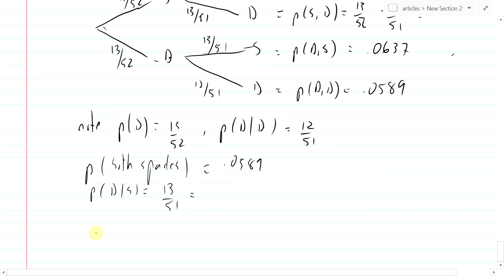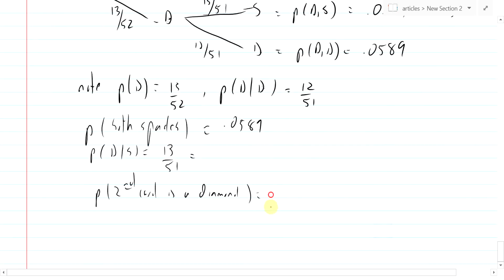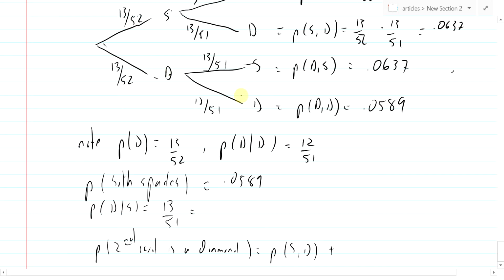And what's the probability that the second card is a diamond? Well, there's 2 ways to get that. You can get a spade and then a diamond, plus a diamond and then a diamond. So those are the 2 ways to get a diamond as a second card. This is 0.2549, by the way.